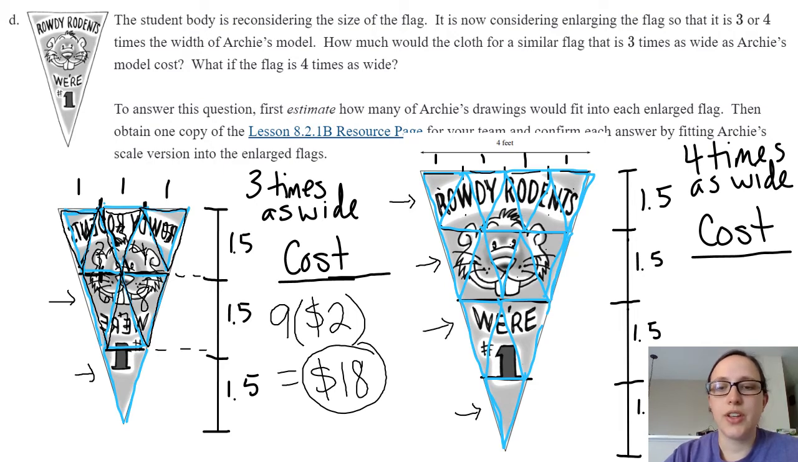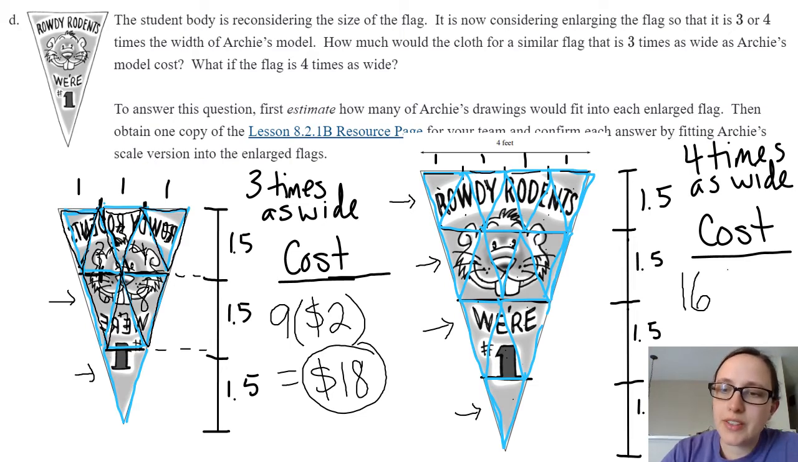And the third level, we can only fit 2 flags wide, so there's 1, 2, 3 flags that we could fit into that area. All right, so the total number of flags that we have here is 1, 2, 3, 4, 5, 6, 7, 8, 9, 10, 11, 12, 13, 14, 15, 16. So when we make it 4 times as wide, the area becomes 16 times larger. So that's what we're trying to notice, is that pattern between the scale factor, the side, and the area scale factor.